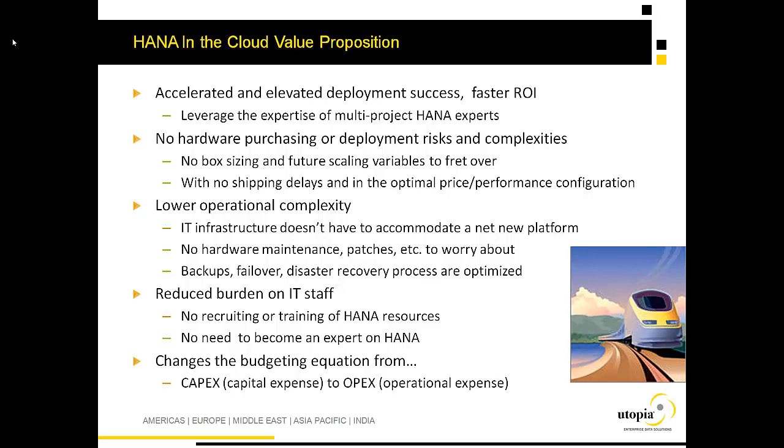And you're going to do this by leveraging the expertise of HANA experts, people that have been through other HANA projects, and so you don't have to suffer the trial and error experience of taking on a new technology. Also, you don't have to worry about purchasing hardware or the deployment risks of locating a server and connecting the server and those other operating system complexities that you may not be familiar with in your particular computing systems and infrastructure.